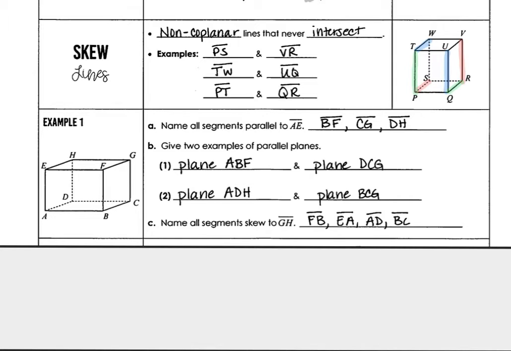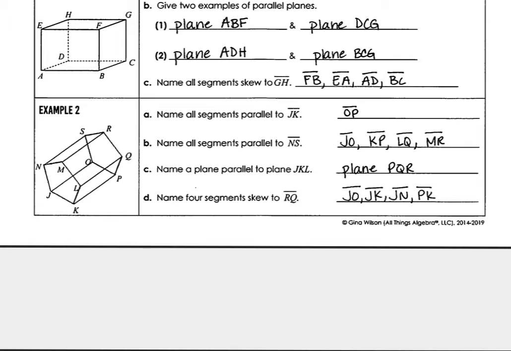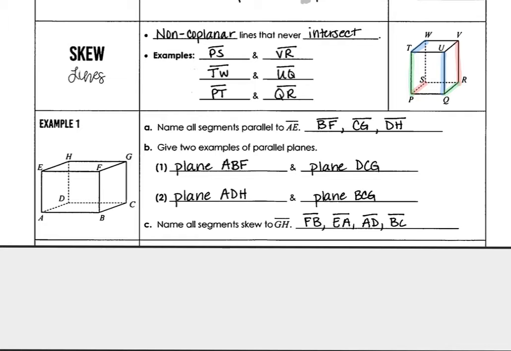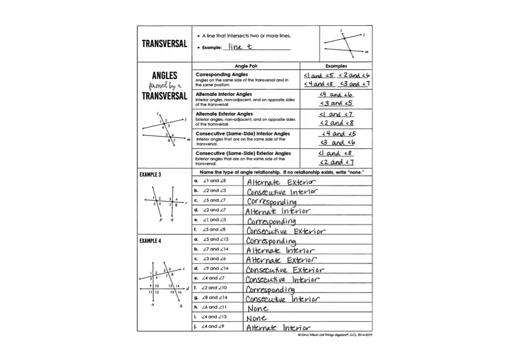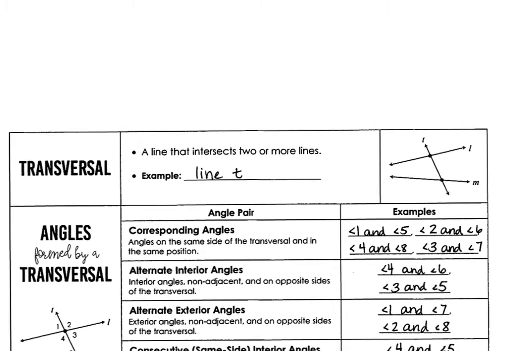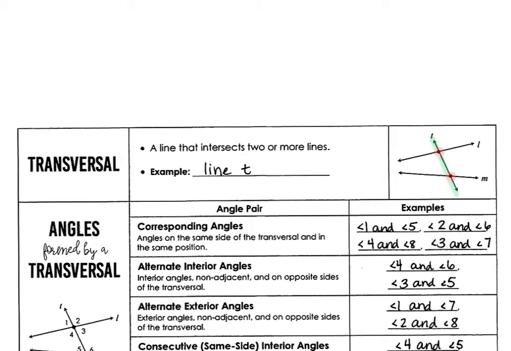So in the completed notes on Canvas, you can go ahead and take a look at example 2. I would actually try it on your own first, and then check your answers with the notes on Canvas. All right, so next thing we're going to talk about is what a transversal is. A transversal is a line that intersects two or more lines. So line T is intersecting, in this case, two lines, line L and M. So line T is a transversal.